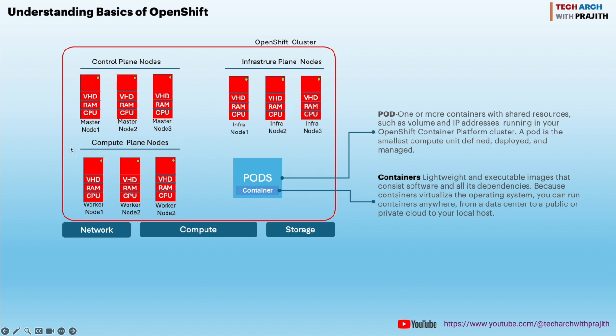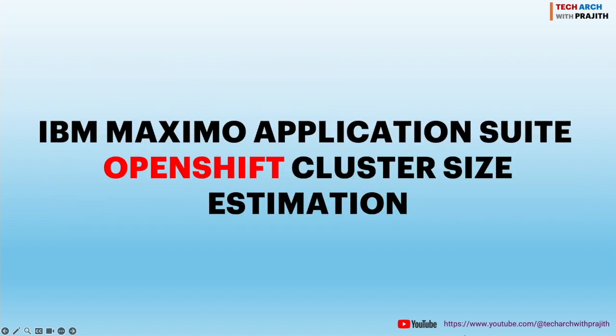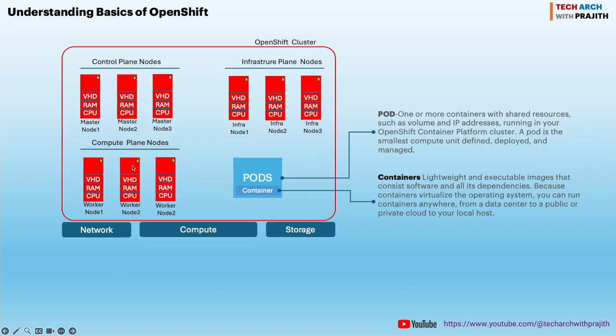Compute plane nodes, similarly, you try to split them. You try to put them into different availability zones in the cloud space. If it's on-prem, you try to put them in different servers or even different racks.